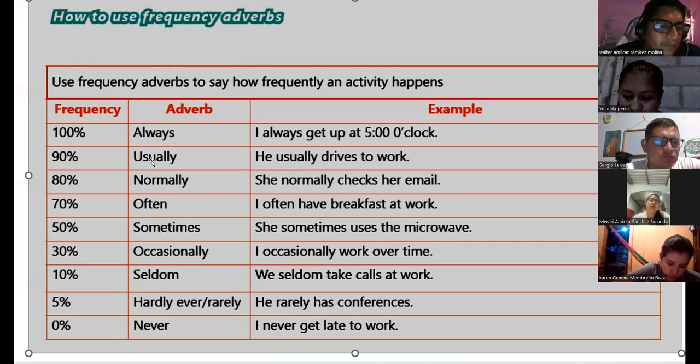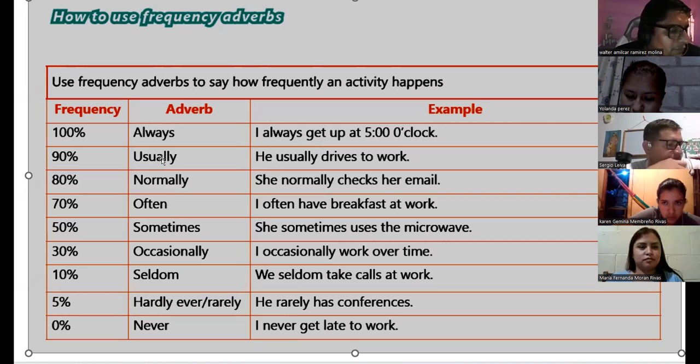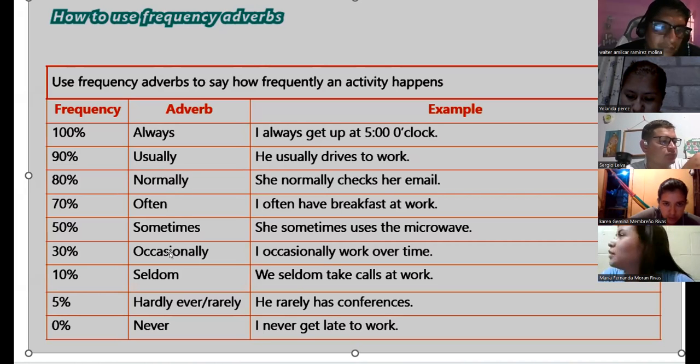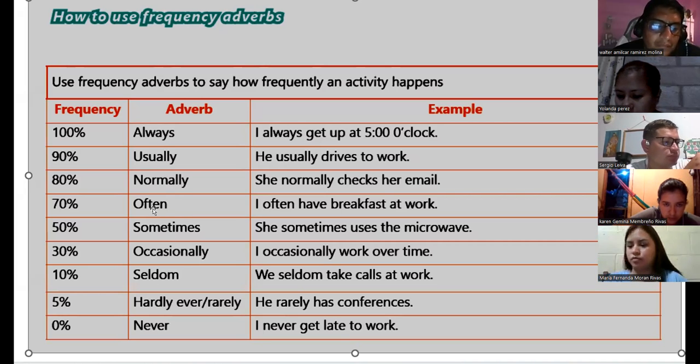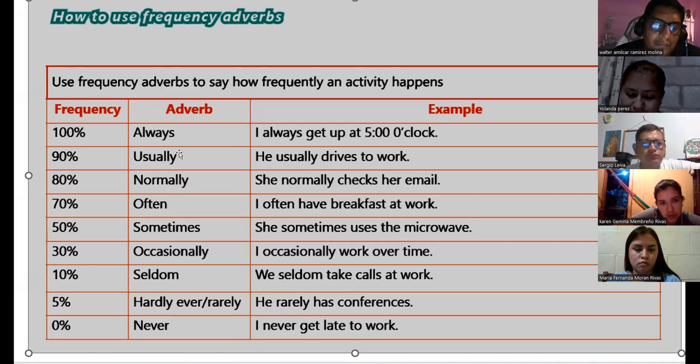¿Por qué? Porque nunca nos comprometemos con el siempre, ¿verdad? Y nunca nos comprometemos con los demás frecuencias. Entonces, usually nos salva de todo, ¿verdad? Usually nos salva, somos responsables al decir usually y somos bien vistos diciendo usually.